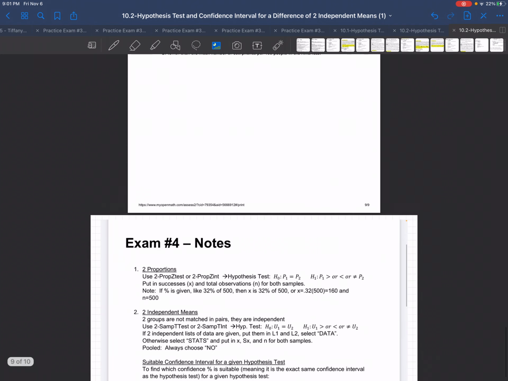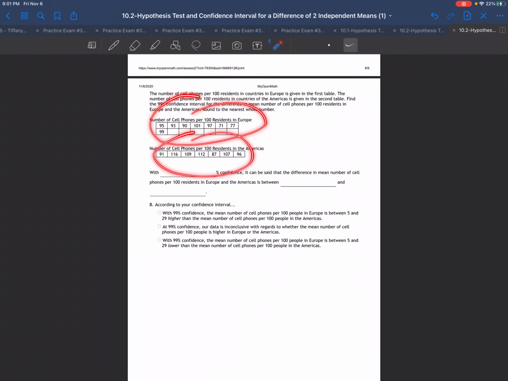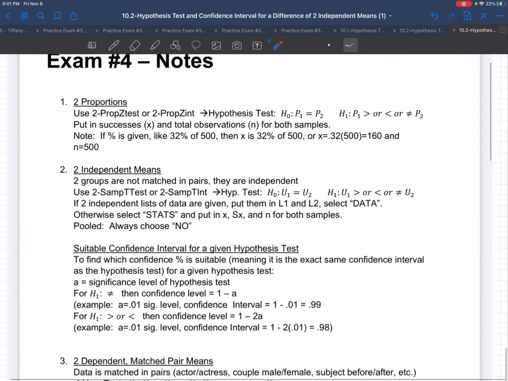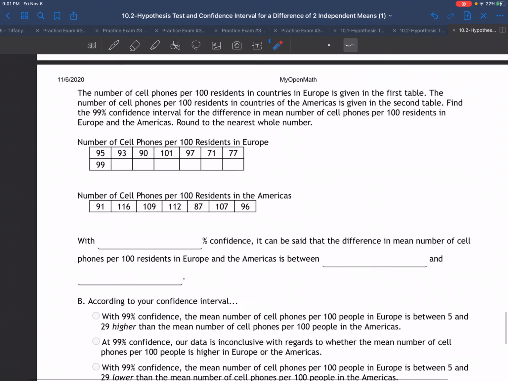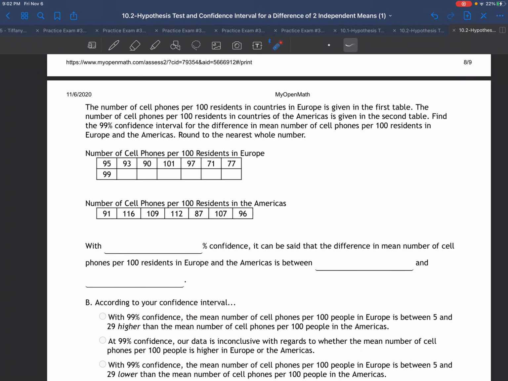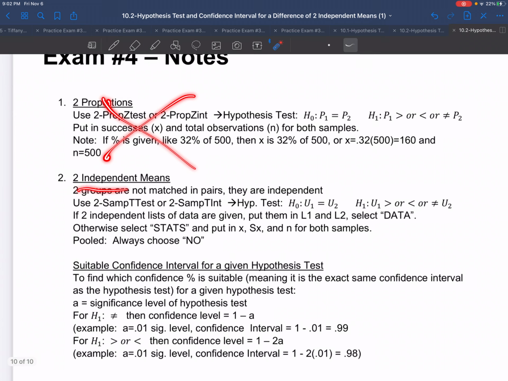So looking at them, what are we talking about? We're talking about two groups of data, and we're talking about proportions or means on this question. We're asked to find the 99% confidence interval for the mean. So these are means, not proportions. The two groups are not matched pairs, they are independent. We have two separate groups, they're not matched up. We'll talk about that more later in another example.